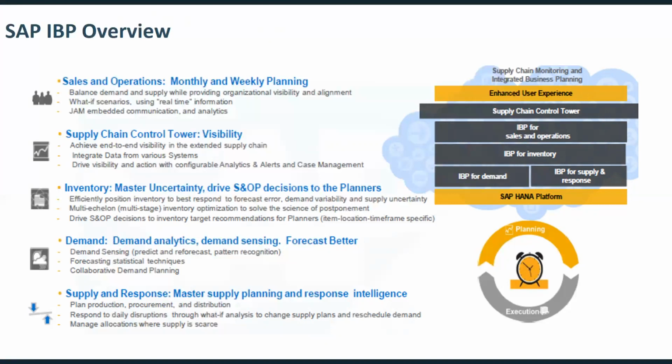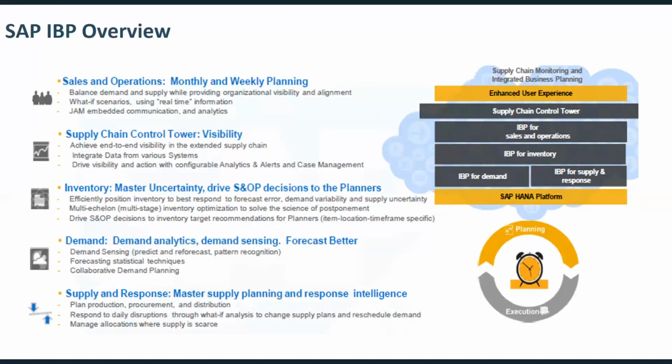Let me spend a few minutes just describing each of these modules. The first is sales and operations planning, which is a very specific module around the process structure that we just discussed, around what-if supply planning, what-if demand planning. So across the board, what-if scenarios, there are embedded collaboration capabilities.